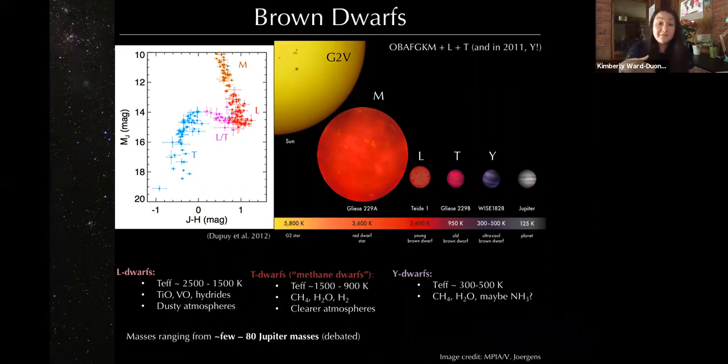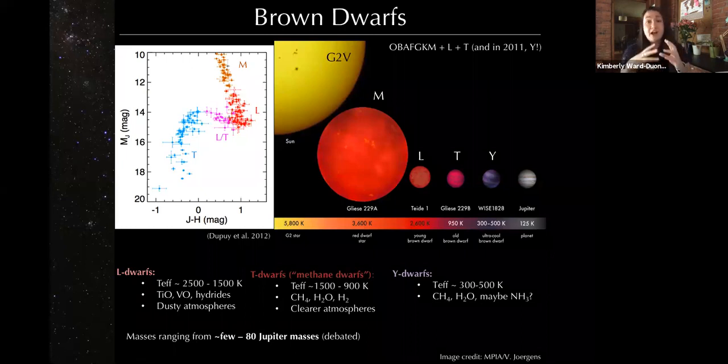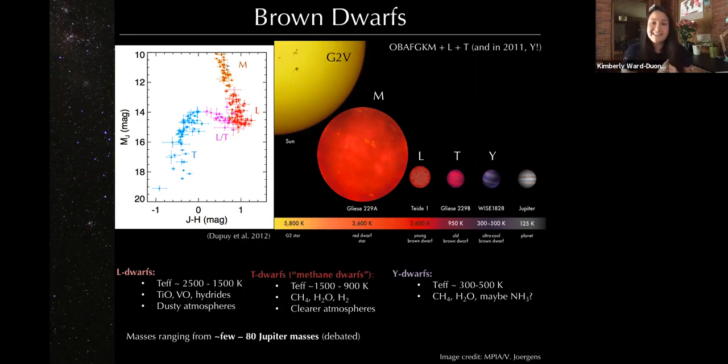As you cool down even further, from about 1500 Kelvin to 900 Kelvin, the chemistry starts to change, and you're able to take what was originally carbon monoxide gas and form that carbon into more complex molecules like CH4, methane. You start to see water molecules, H2 molecules, and we think that the actual dusty cloud decks in these objects sink to lower layers in the atmosphere, and I'm going to talk a little bit about what that looks like later.